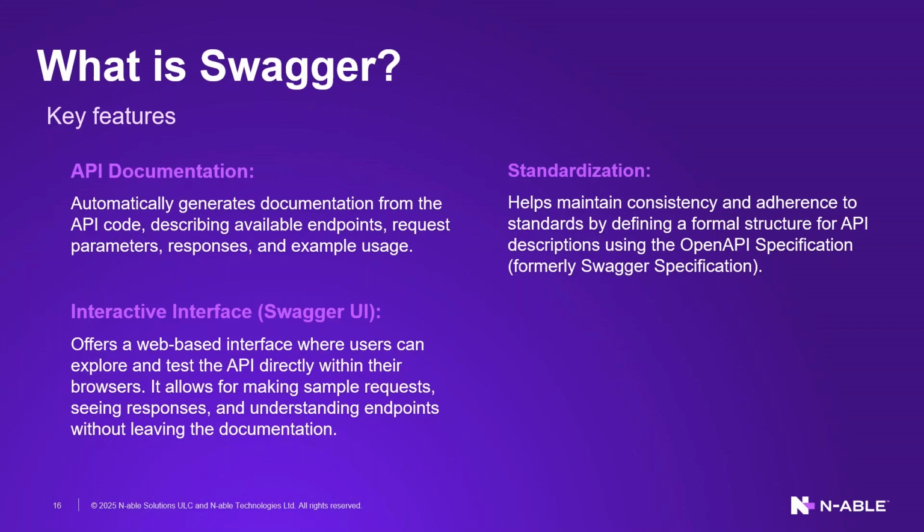It helps maintain consistency and adherence to standards by defining a formal structure for API descriptions using the OpenAPI specification. You'll find that more and more vendors are using Swagger when it comes to APIs these days. I know, for example, FortiGate use it. I know DNS Filter use it. So if you're familiar with the Swagger UI from other APIs already, you'll probably be able to navigate around the N-central one pretty easily. Swagger really simplifies API development by facilitating the creation of comprehensive, well-structured and easily understandable API documentation.